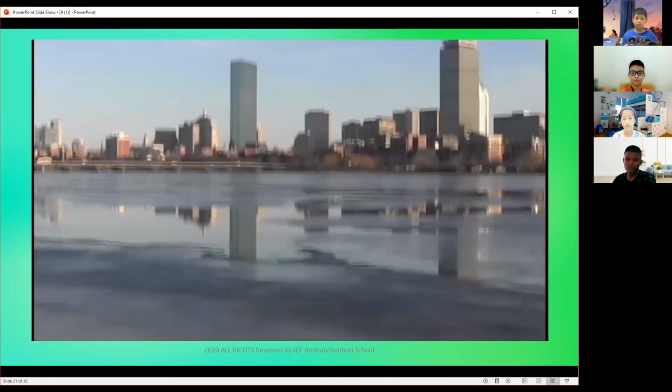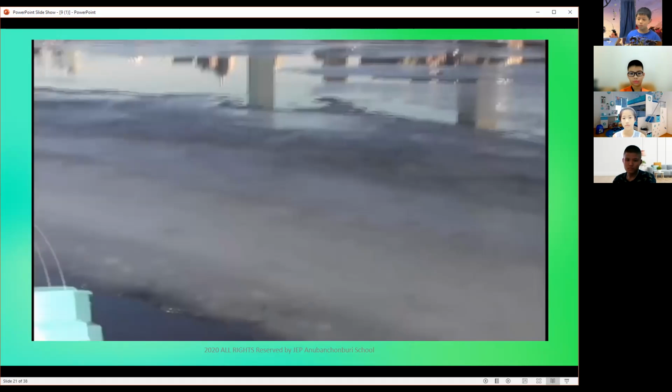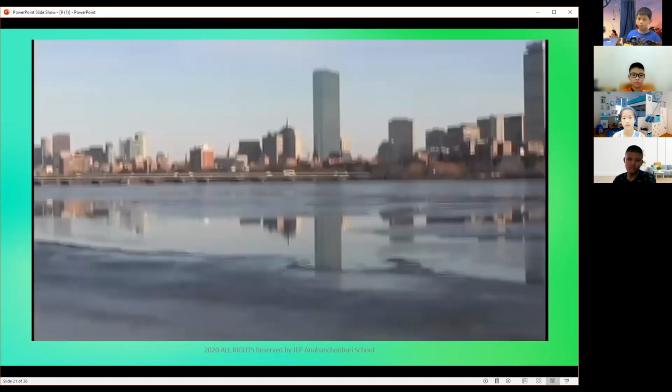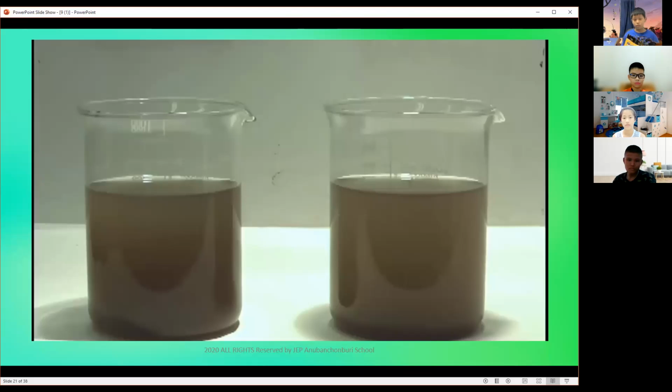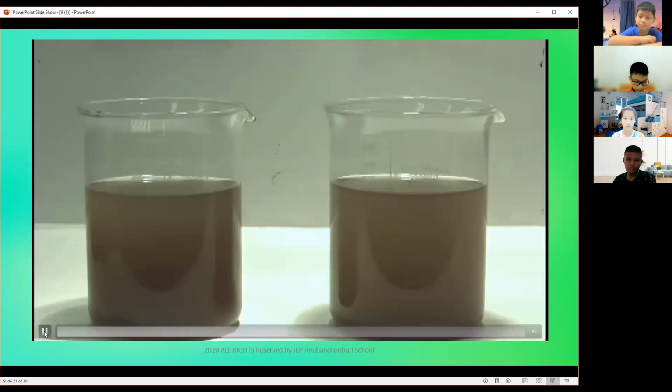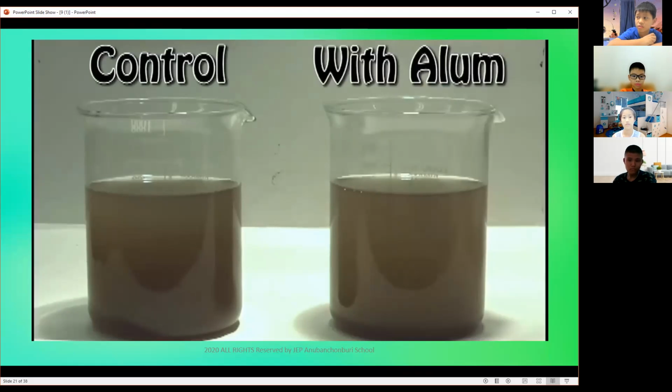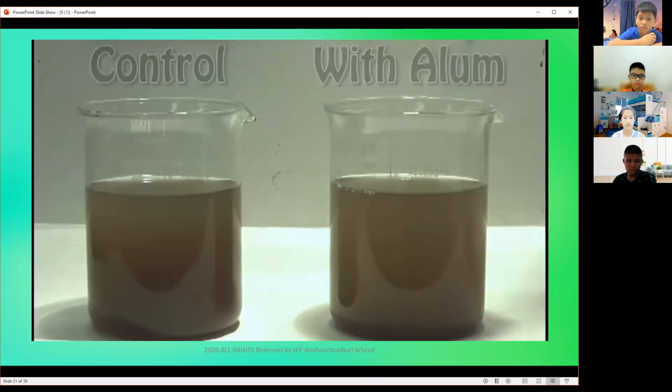Now, let's demonstrate how flocculation works. First, we'll need to go out and collect some muddy water from the Charles River. Here are 2 beakers filled with the same amount of muddy Charles River water. On the left is our control, which will remain untouched, and on the right, we'll add 3 milliliters of prepared flocculant solution. Then we'll stir for 2 minutes and wait.